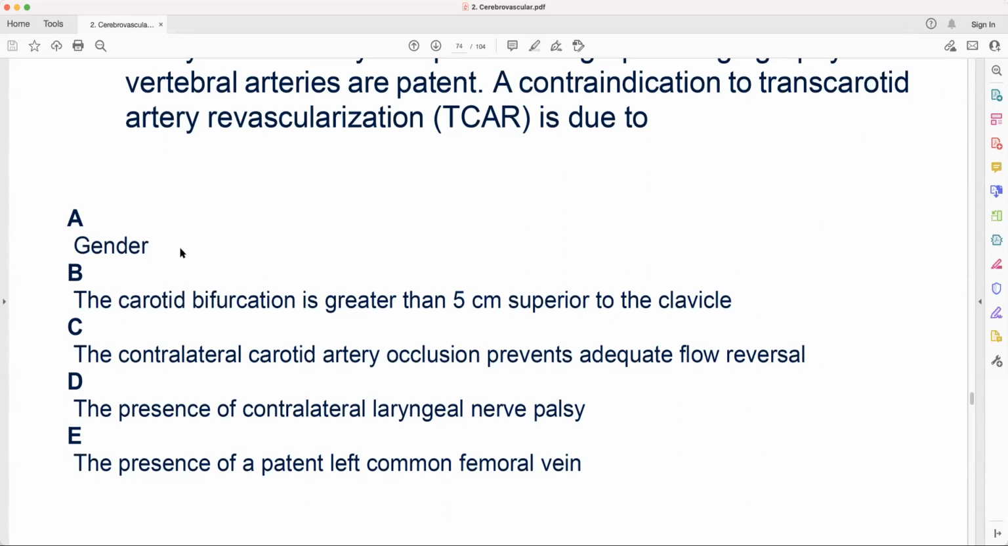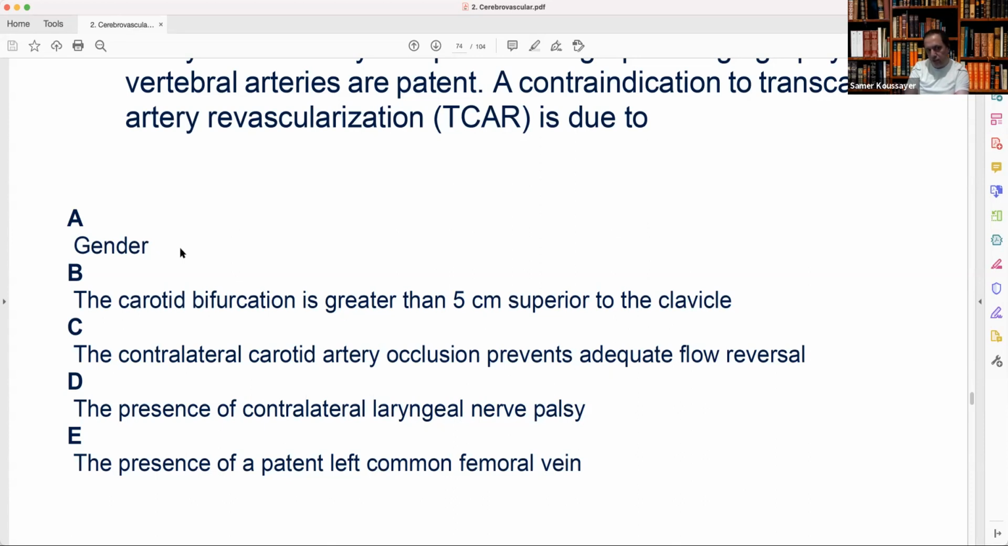The presence of a patent left common femoral vein. No, because you want the femoral vein to be open so you can receive the blood when you do reverse flow. All right. So again, TCAR is very good. It has the same indication as carotid stent. The only thing is that if the patient is above 70, carotid stent is not indicated because you may get stroke from the arch, because people above 70 have a diseased arch. They found the stroke rate is higher if the patient is above 70, so TCAR would be a good option. If you have a patient above 70, or a diseased arch or type 3 arch, TCAR is a good option if you're not planning to do surgery.